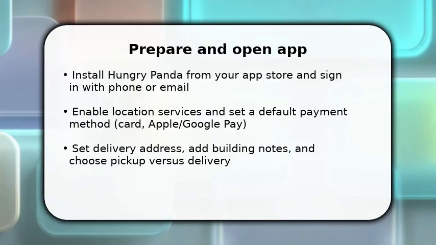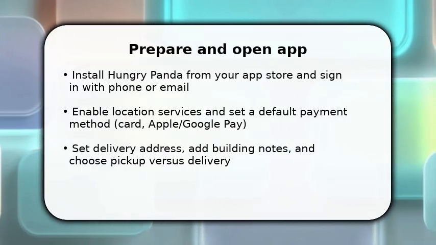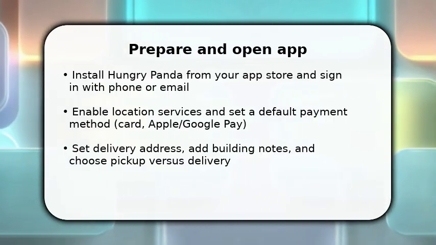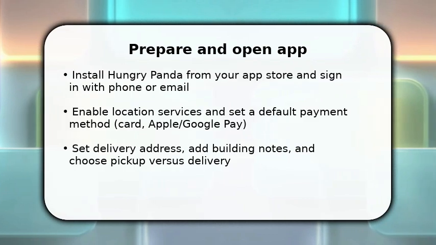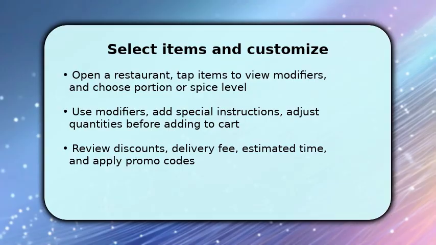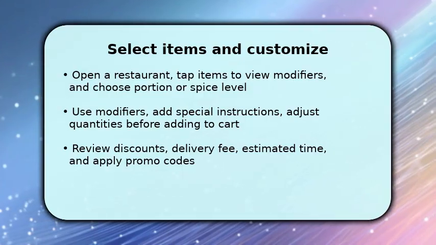Now search or browse, type a cuisine or tap categories. Once results load, you're ready to pick a restaurant and view its live menu. You choose a restaurant and then tap each menu item to see options and add-ons. This is where you control portions, spice, and extras.